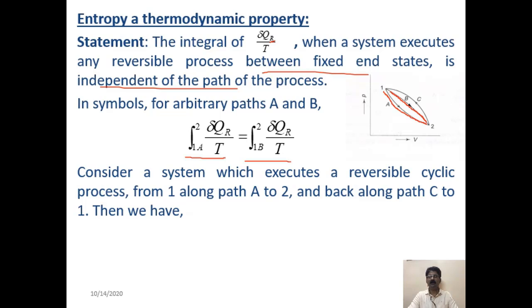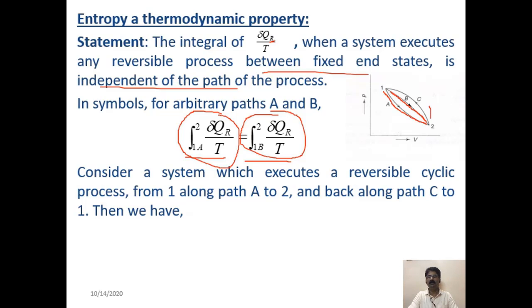That means the initial state and the final state are the same, but they go through two different paths, and you have to prove that for these two paths the ratio of del q by t, since both are reversible, with suffix reversible I would repeat again and again, is equal. So del qr by t for path 1b2 and del qr by t for path 1a2, both are the same or equal. Now to prove this, we have considered this reversible cycle 1a2c1.